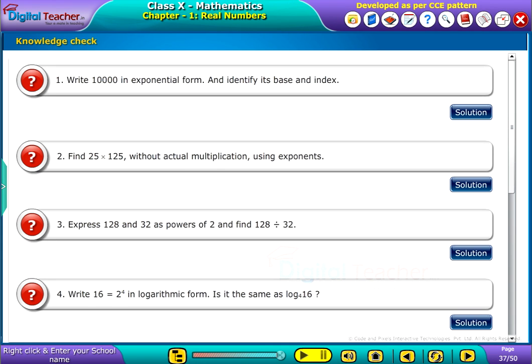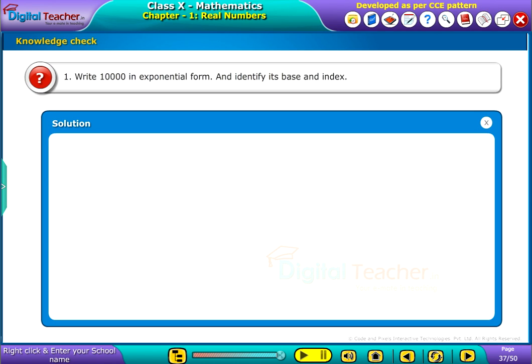Knowledge check. Attempt the following question to check your understanding. Write 10,000 in exponential form and identify its base and index. Here, 10,000 can be written as 10 to the power 4, where the base is 10 and the index is 4.